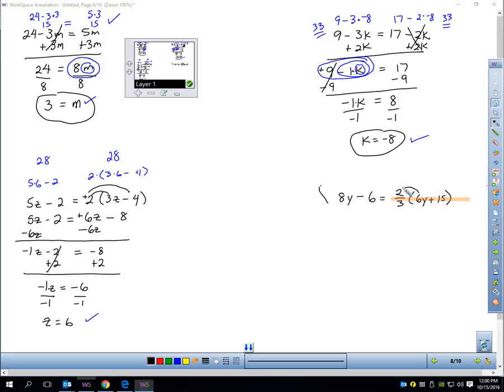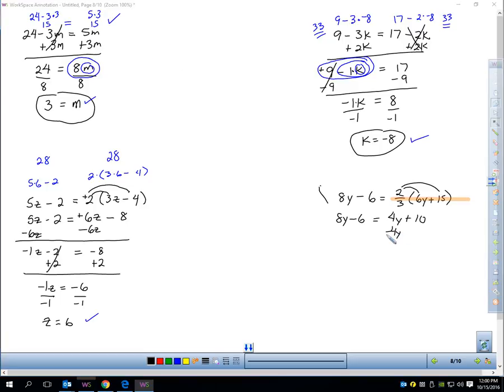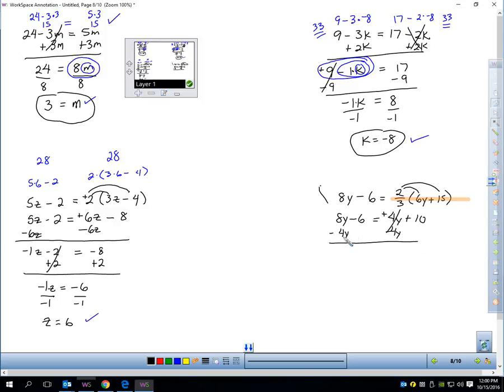And you can use your calculator, of course, when you do this. The 8y minus 6 I can't do anything with, but here, 2/3 times 6y is 4y, and 2/3 times 15 is 10. Okay, I cannot have variables on each side, so let's move. I'm going to move the 4y over here. To get rid of a positive 4y, I should subtract 4y. And I would get 8y minus 4y, and then we have the minus 6 equals 10.